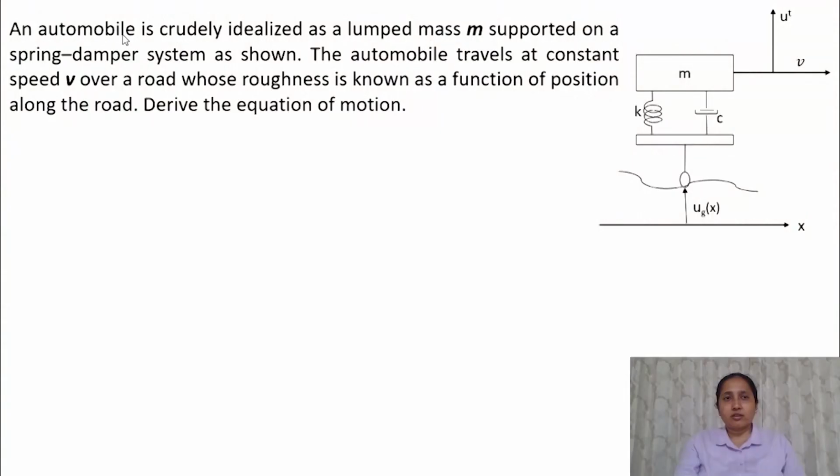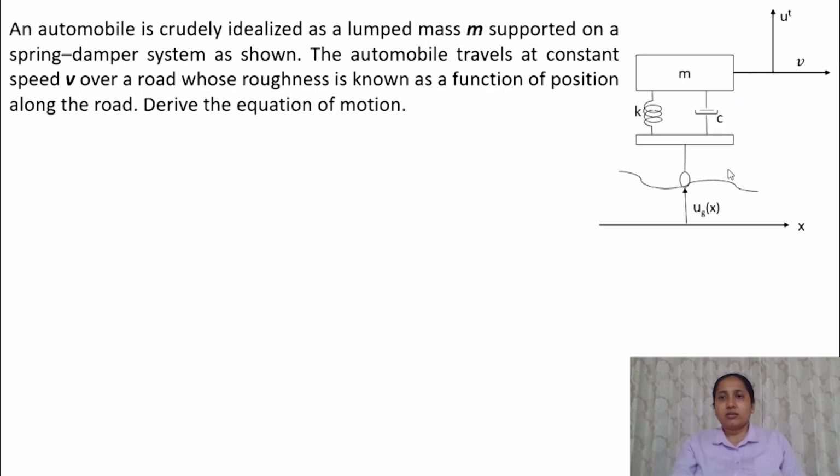Let's do one more example. In this example, an automobile is crudely idealized as a lumped mass m supported by a spring and a damper, and this automobile travels at a constant speed v over a road which has some roughness. So the roughness of this road can be expressed as a function of x, and x is the position of this vehicle on the road. So the roughness is represented by a function ug(x). We have to derive the equation of motion of this system.